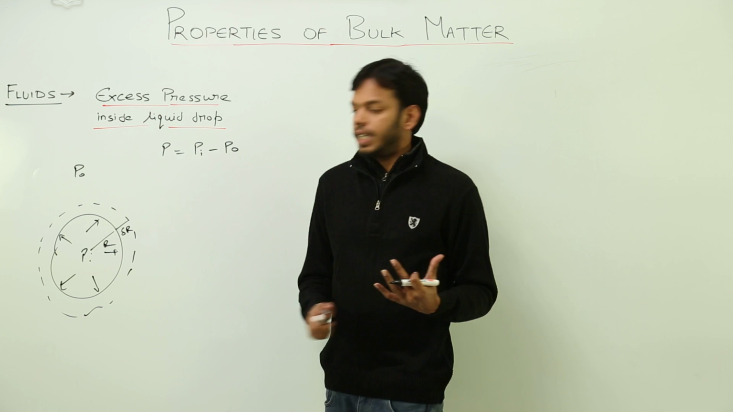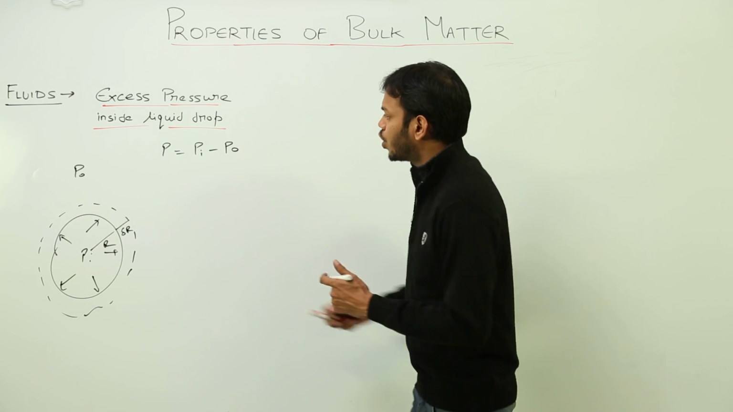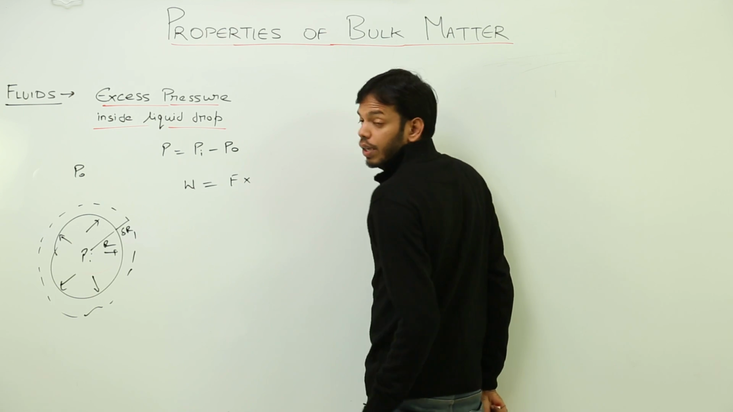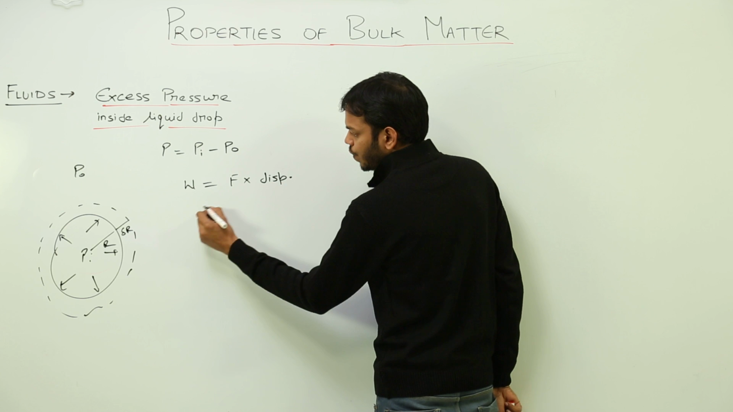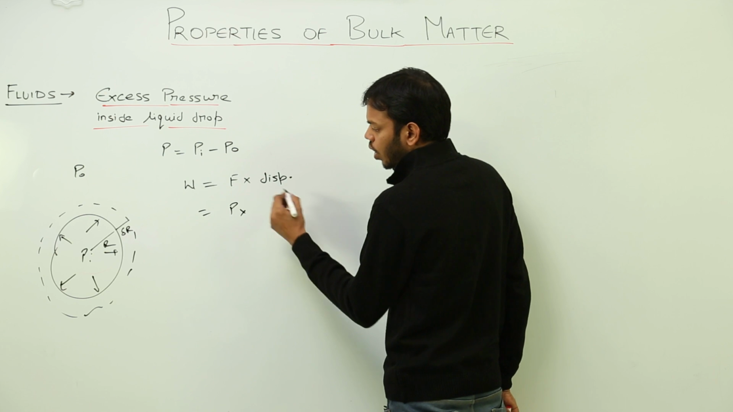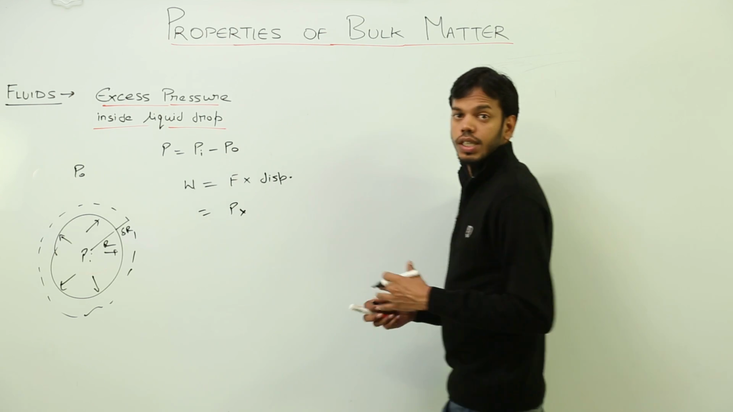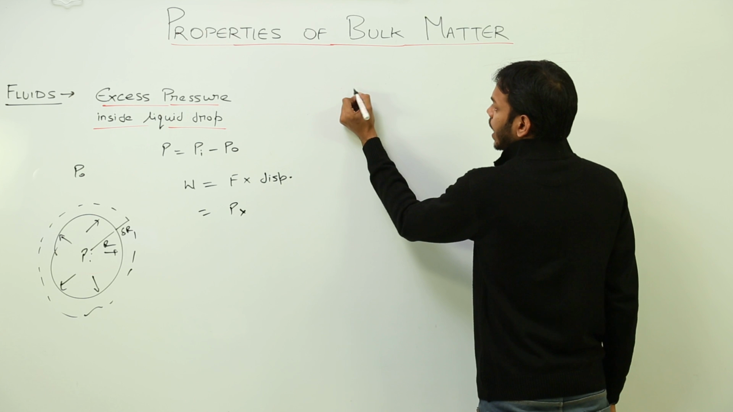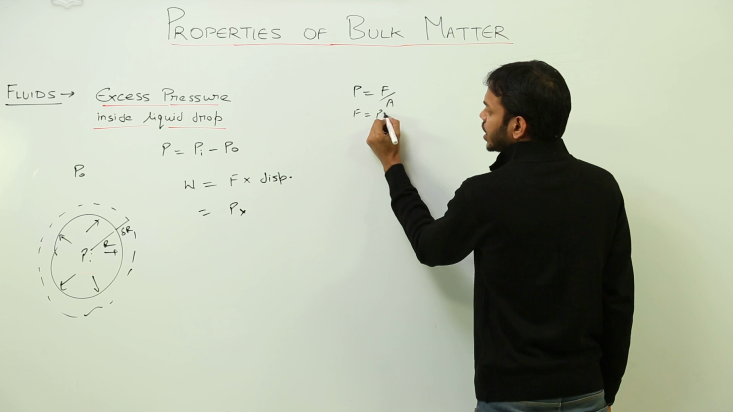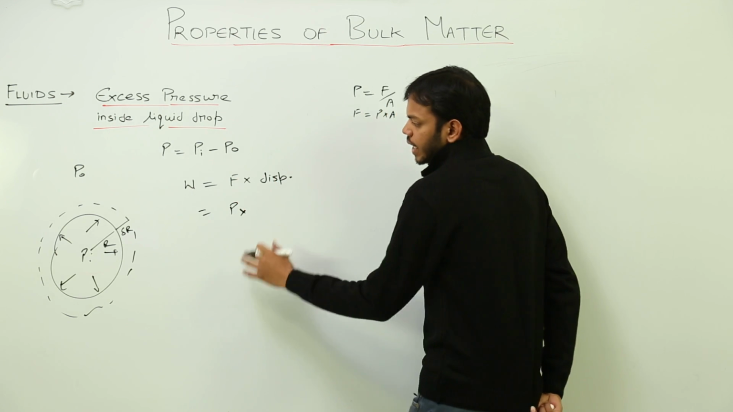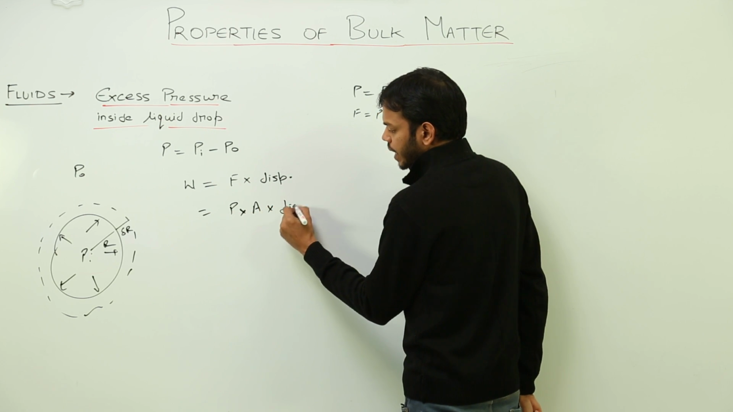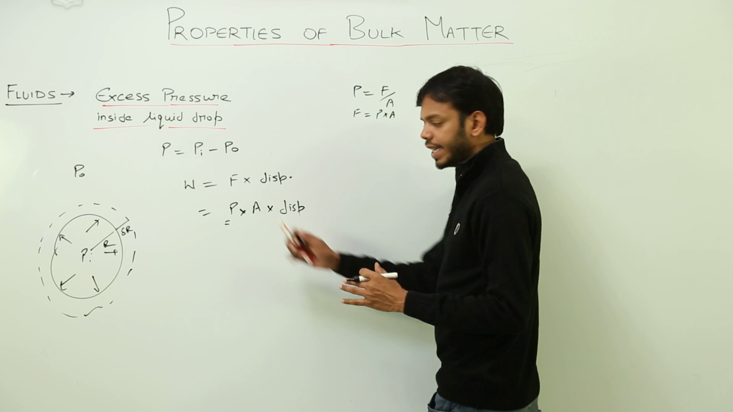So what is the work done by this pressure on the liquid drop? Work done is force into displacement. What is force? Force is pressure into area. Where is this formula coming from? P is equal to F upon A, so F is pressure into area. So what is the area? The area of this sphere right now, into displacement. Mind that this P is the excess pressure.